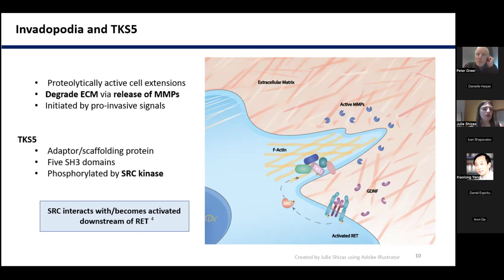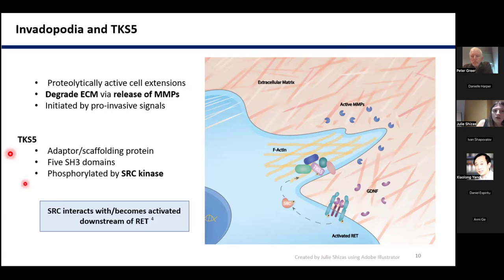Invadopodia formation is usually initiated by pro-invasive signals. There has been past research showing that both EGFR and MET signaling are associated with increased invadopodia formation. So the rationale behind this is that perhaps RET signaling and activation could be another mechanism promoting this.